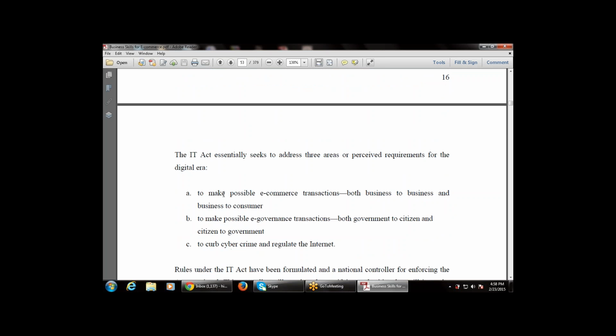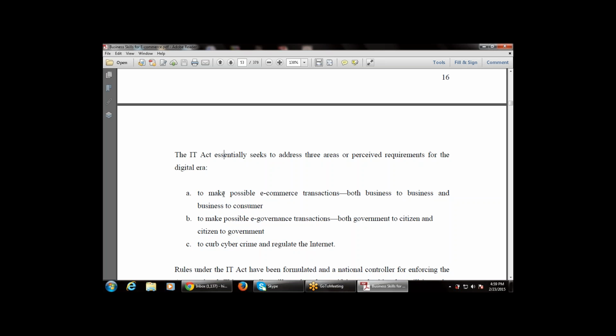That is the IT Act that is available, that is required for the digital era. What are the three areas in which the IT Act will follow? To make possible e-commerce transactions. Next is to make possible e-governance transactions. Next is to curb cyber crime and regulate the internet. So this is the IT Act that is used for the three areas.